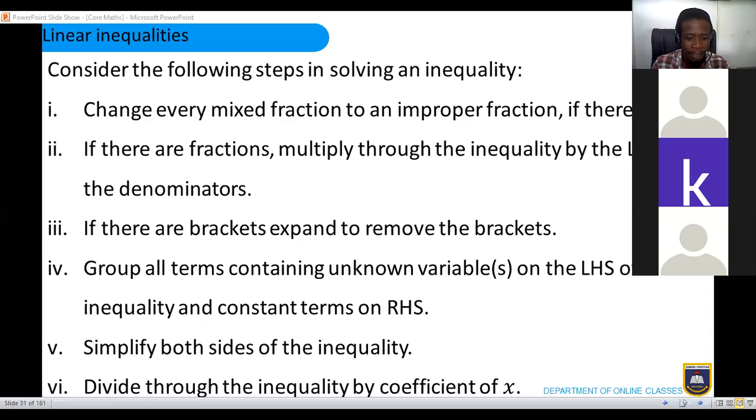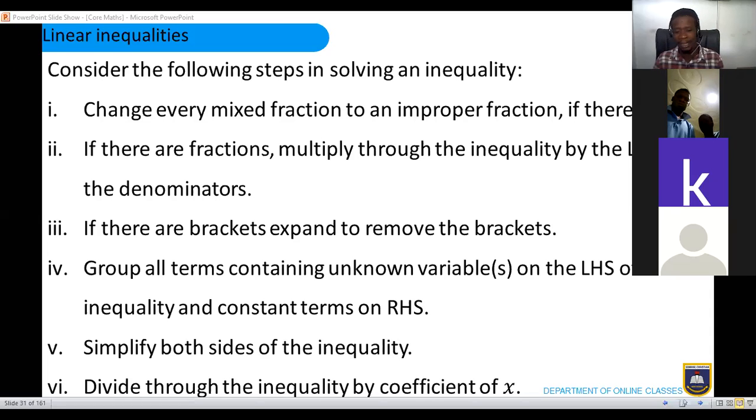Simplify both sides of the inequality. After grouping the like terms, you simplify. First, I'm going to have 3a minus 2a is greater than 5 minus 3. Then to simplify, 3a minus 2a is a, greater than 5 minus 2 gives us 3. So we're going to get a is greater than 3. That is what we meant by simplify both sides of the inequality.